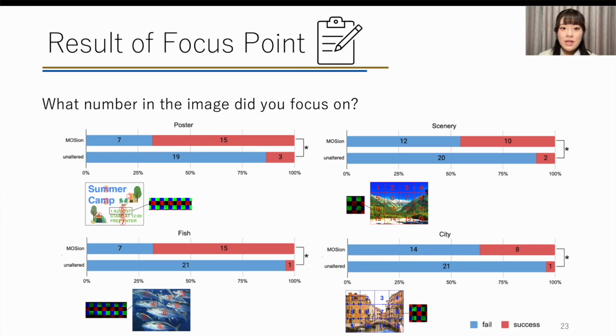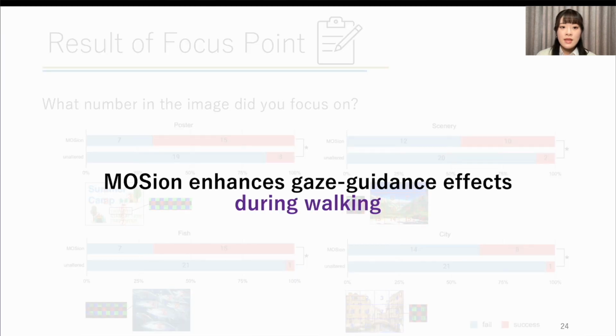This slide shows the result of the user study. These figures show the correctness of participants' focus points. For all images, the correctness of focus points was significantly higher for the MOSion condition than for the unaltered condition. These results indicate that our method demonstrated the ability to guide gaze during walking.